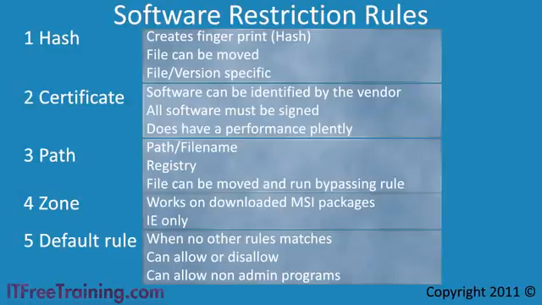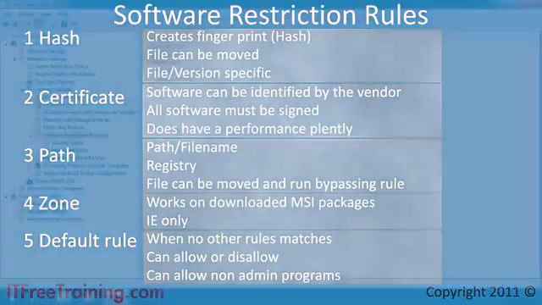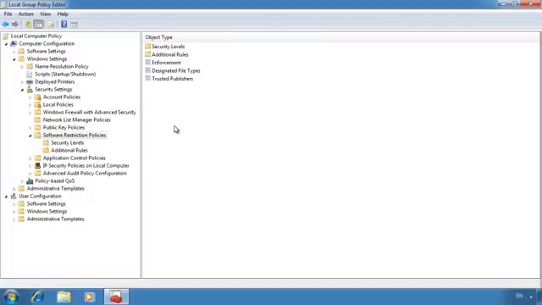Lastly, you can set the default rule to unrestricted. This rule allows the user to execute any application that does not have a rule stopping it from running. Now that you understand the rules and the order in which they are applied, I will go back to my Windows 7 computer and configure them.